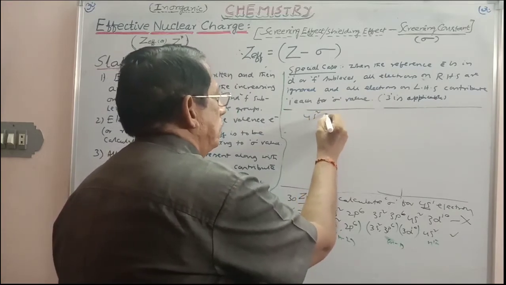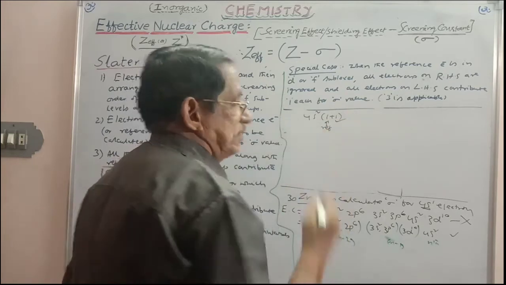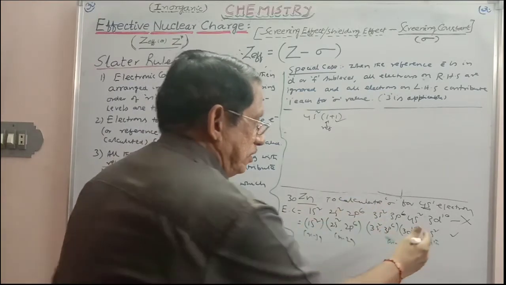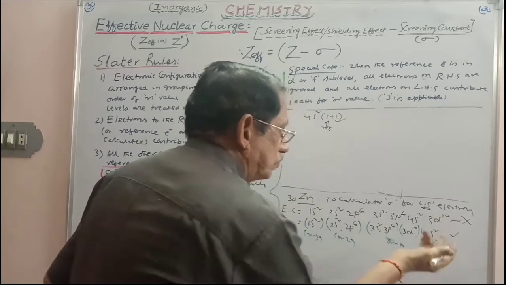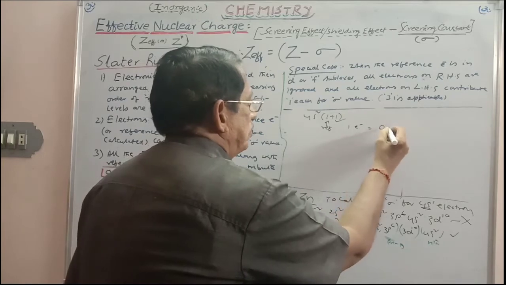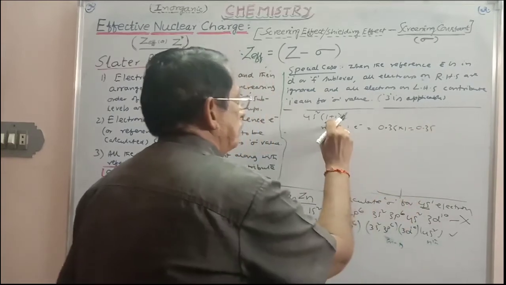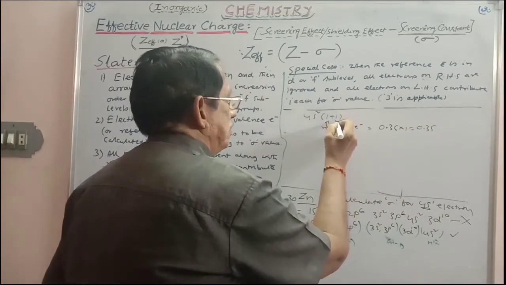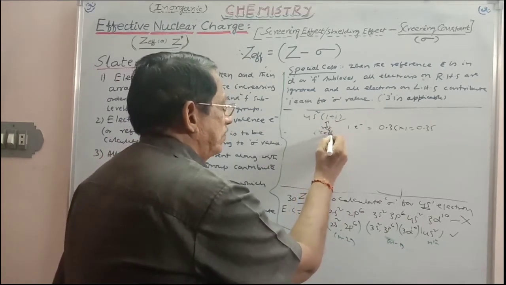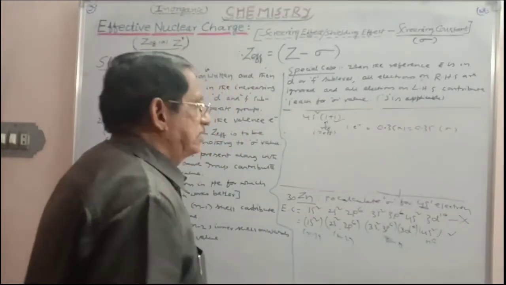So I am writing here (4s2). 1 plus 1 electron is there. This is the reference electron, and this is the other electron present in the same sublevel, in the valence shell. In the group from which you want to remove one electron, one more electron is also present. So the contribution is 0.35 into 1, that is 0.35. This is the one electron for which you have to calculate Z effective. So for the other electron, the sigma contribution is 0.35.